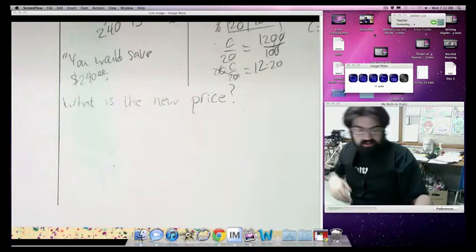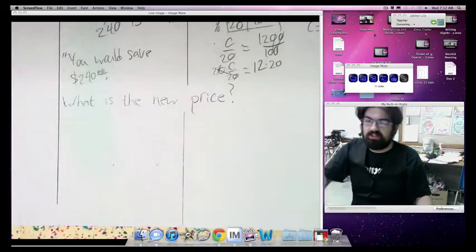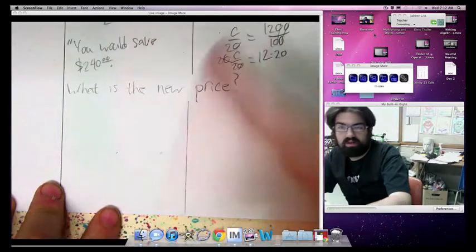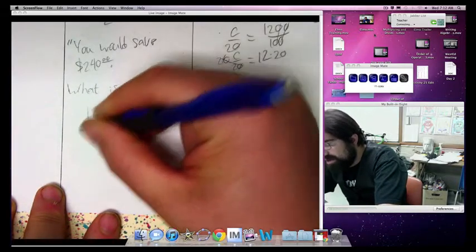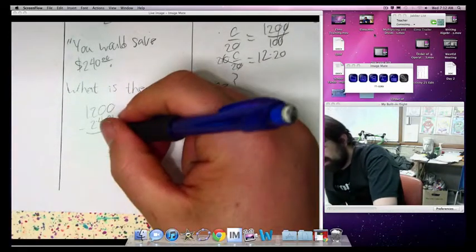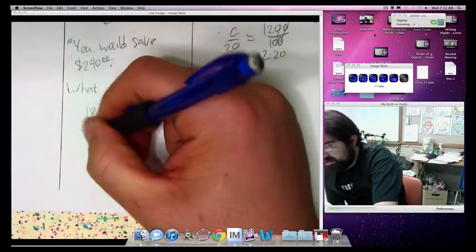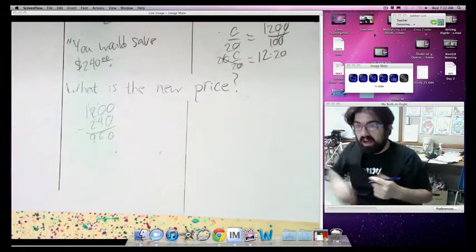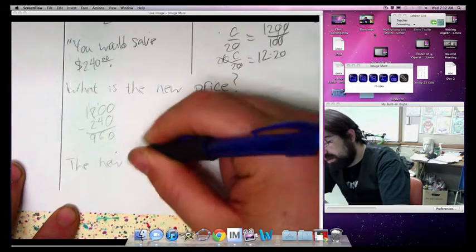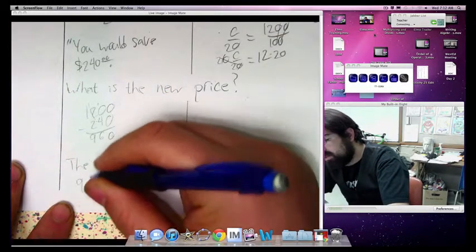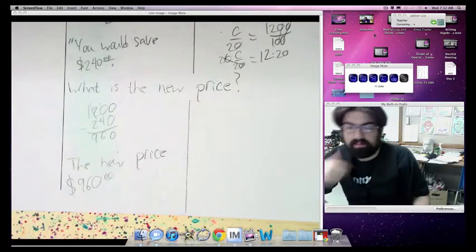Now here's a new question. What is the new price? There are actually two ways to do that also. The first way is basically what we've done already. I answered this part. I know the original price is $1,200. I'm saving $240. What do I get? 0. 10 minus 4 is 6. 11 minus 2 is 9. The new price is $960. That's the new price.